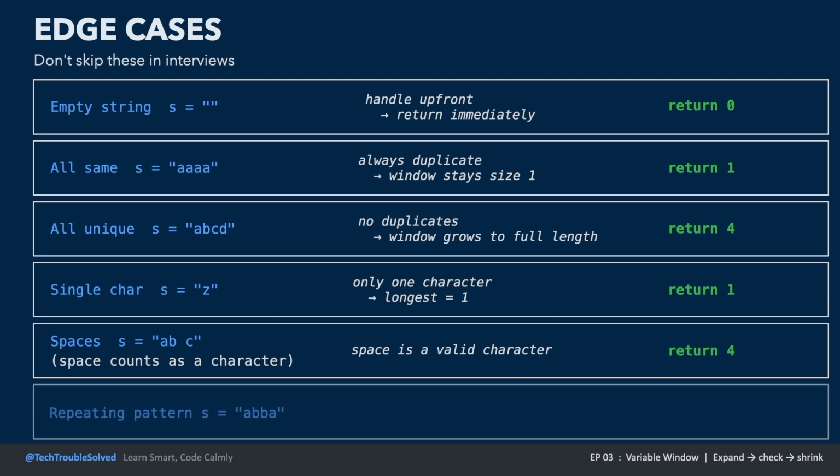The sneaky one. A, B, B. R hits the second B. The while loop fires, removes A, but B is still in the set. Shrink again, removes B. Now the window is clean. Add the new B. This case is the whole reason we use while instead of if. Pro tip. After you finish your solution in an interview, spend 60 seconds walking through these cases out loud. It shows you think like an engineer, not just someone who passed the happy path.